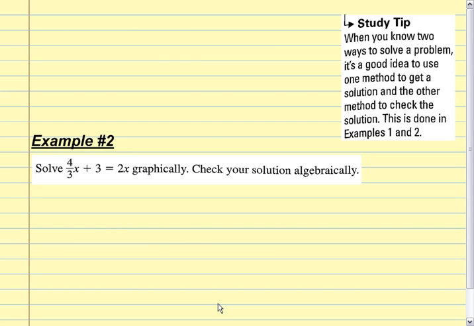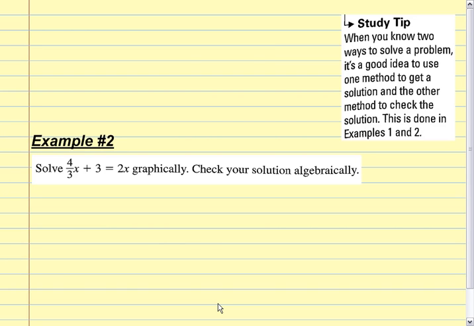Study tip: when you know two ways to solve a problem, it's a good idea to use one method to get a solution and the other to check it to make sure you did it right. So if you have time on the test, do it two different ways and see if you come up with the same thing. Okay? Let me ask you this just before we go on.